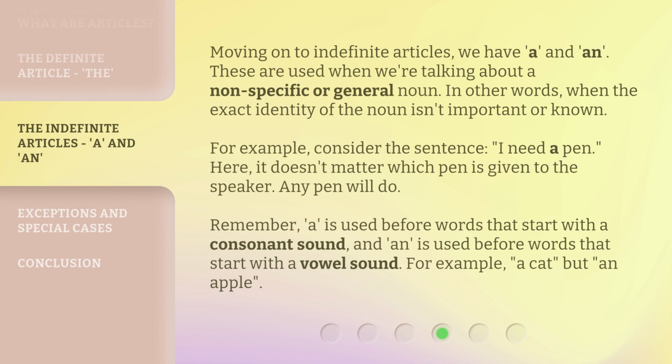Moving on to indefinite articles, we have a and an. These are used when we're talking about a non-specific or general noun. In other words, when the exact identity of the noun isn't important or known. For example, consider the sentence, "I need a pen." Here, it doesn't matter which pen is given to the speaker. Any pen will do. Remember, a is used before words that start with a consonant sound, and an is used before words that start with a vowel sound. For example, a cat, but an apple.